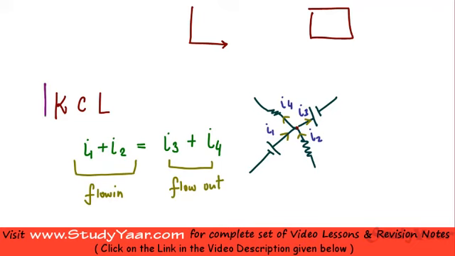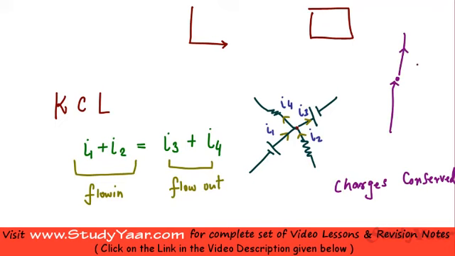Just realize your KCL is based on the fact that you're assuming your charges are conserved. So what we are basically saying is that the amount of charge that is going into this junction is the same as the amount of charge that is coming out of this junction, and hence we have this KCL. Since current is basically flow of charge, if charges are conserved, you are basically saying that current is conserved. So the amount of current that is going in is the same that is going out.